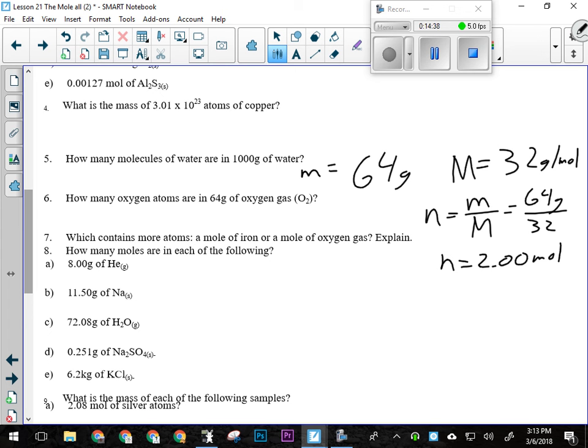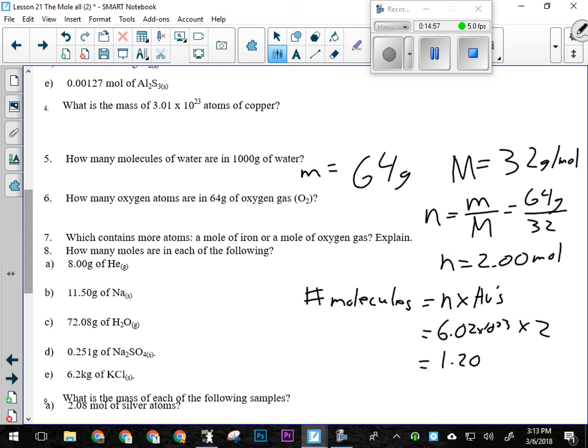So I'm going to find the number of oxygen molecules by taking N and multiplying by Avogadro's number, the same as we would with any compound. So I'm going to take my 6.02 times 10 to the 23 and multiply it by 2, which is going to give me 1.204 times 10 to the 24. Is that right? I think it's right. So that's the number of oxygen molecules.